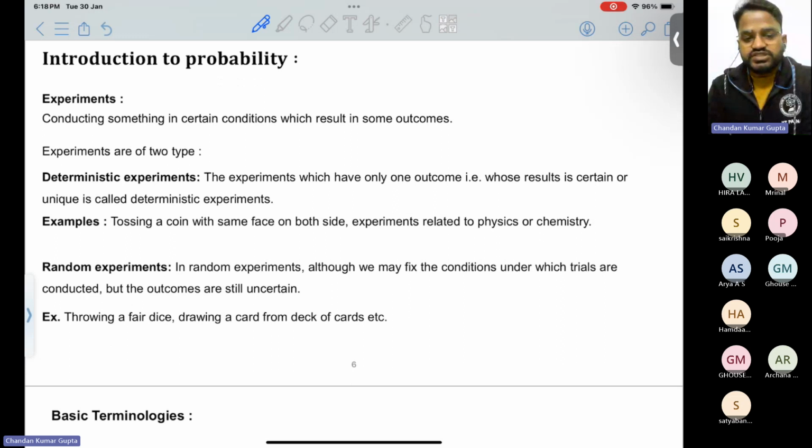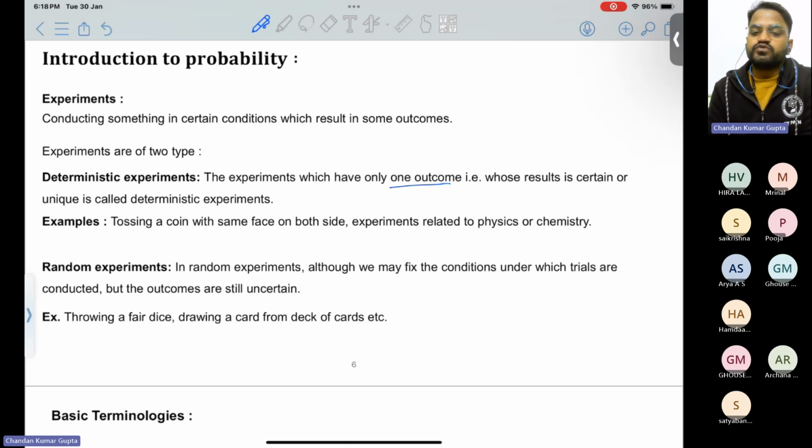Now, deterministic and random experiments. What is a deterministic? Deterministic means that it is fixed. It is an experiment which has only one outcome, where we are 100% sure that when we perform this, we get this. Then it is deterministic. There is no randomness involved in that type of experiment.